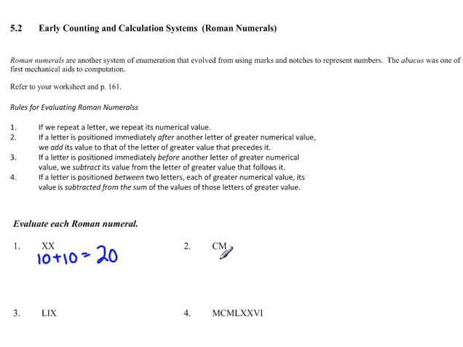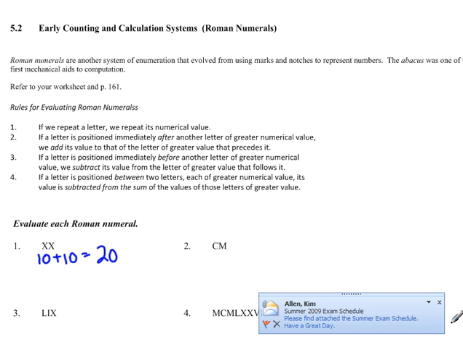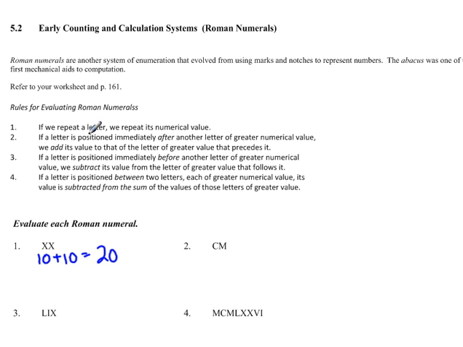Okay, for this one, first start off writing down the value for C is 100. The value for M is 1000. You see that this is going to be using Rule 3. The numbers are not in decreasing order, so you switch them around, making this 1000 minus 100, and that would be 900.